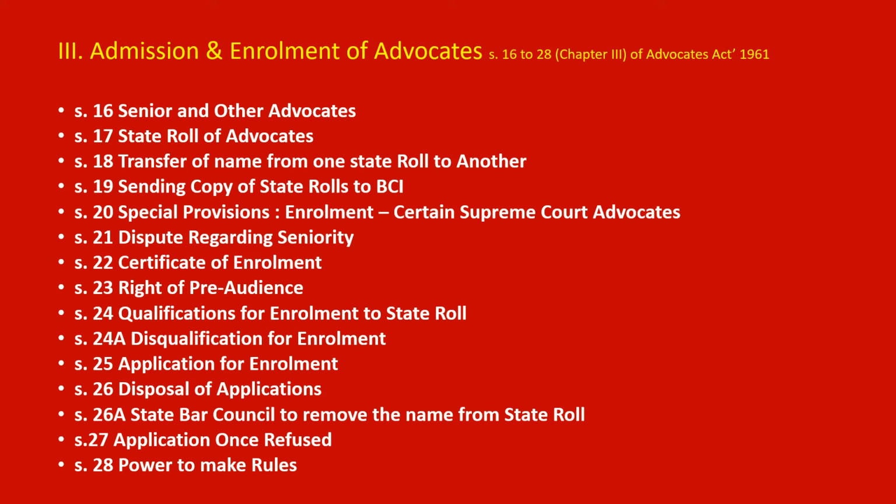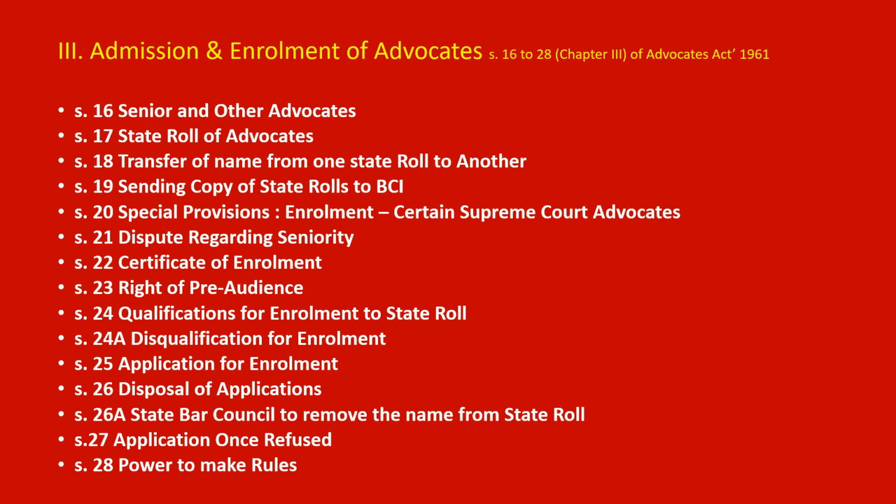You have seen in Section 16 that advocates were divided into two parts based on seniority and non-seniority. In Section 17, you have seen that the state roll is maintained and the seniority of the advocates is respected in this state roll. In Section 18, you have seen that the transfer of name from one state roll to another is based on the application of the candidate, and it has to be a bona fide application, and once the person transfers, his seniority is respected and maintained.